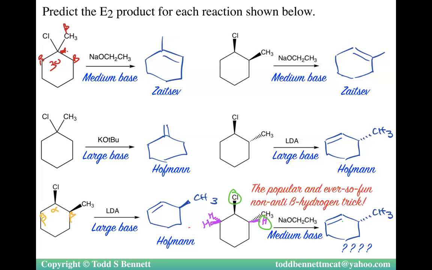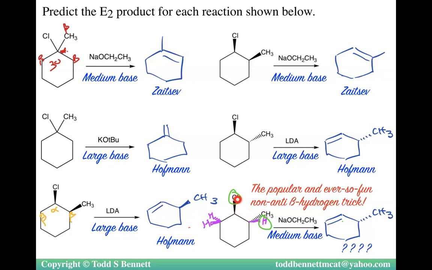It is the popular and ever so fun non-anti-beta hydrogen trick. Well, it's a lot of words in a name like that. But professors of OChem love to throw this trick question where you cannot get elimination, where you think you should, because the H can't rotate. No matter what we do, that H cannot be anti.